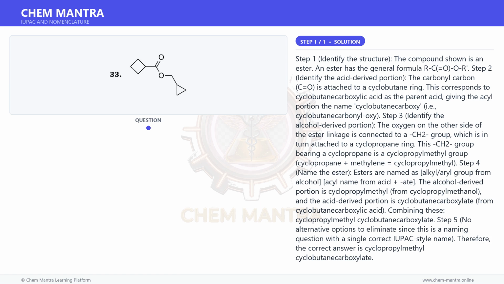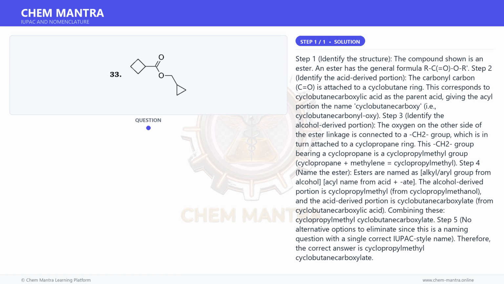Step 3. Identify the alcohol-derived portion. The oxygen on the other side of the ester linkage is connected to a CH2 group, which is in turn attached to a cyclopropane ring. This CH2 group bearing a cyclopropane is a cyclopropylmethyl group. Cyclopropane plus methylene is equal to cyclopropylmethyl.